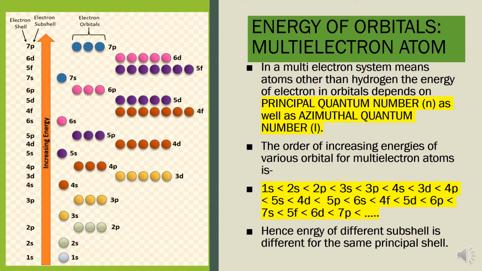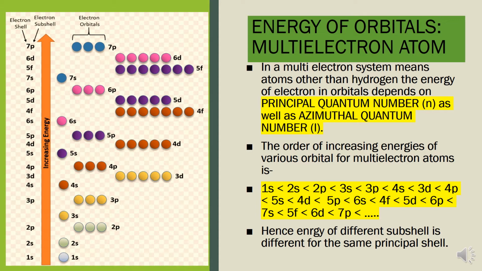Next, we will discuss the energy of orbitals in a multi-electron system, that means atoms which have more than one electron. And you can see here, in the case of a multi-electron system, the energy of the electron doesn't remain the same in various subshells. As you can see in the diagram, if we consider the second shell, 2s and 2p both have different energy. In the third shell, again, and in the fourth, in every shell the subshells have different energy, meaning they are not degenerate in a multi-electron system.